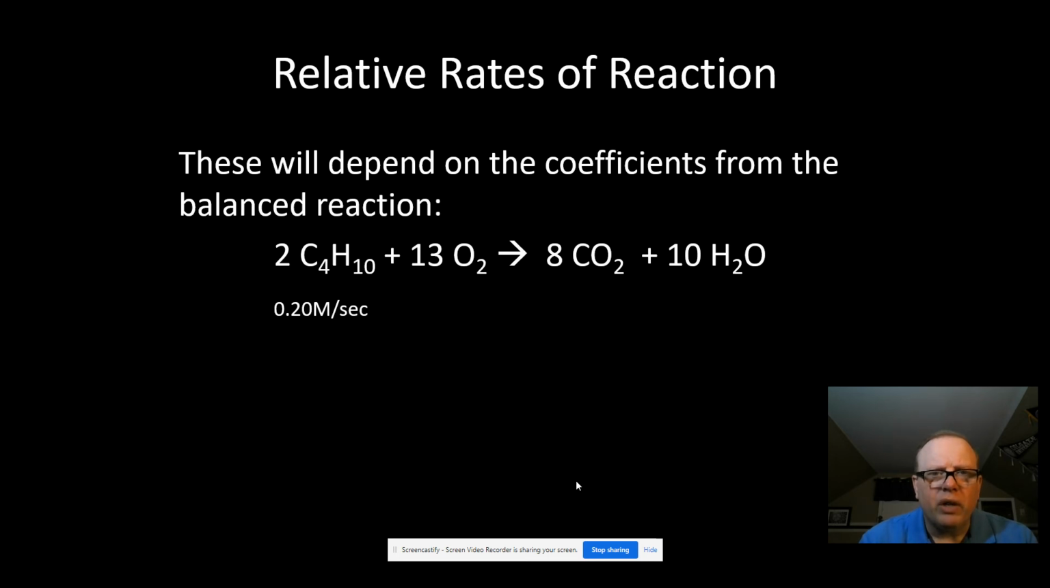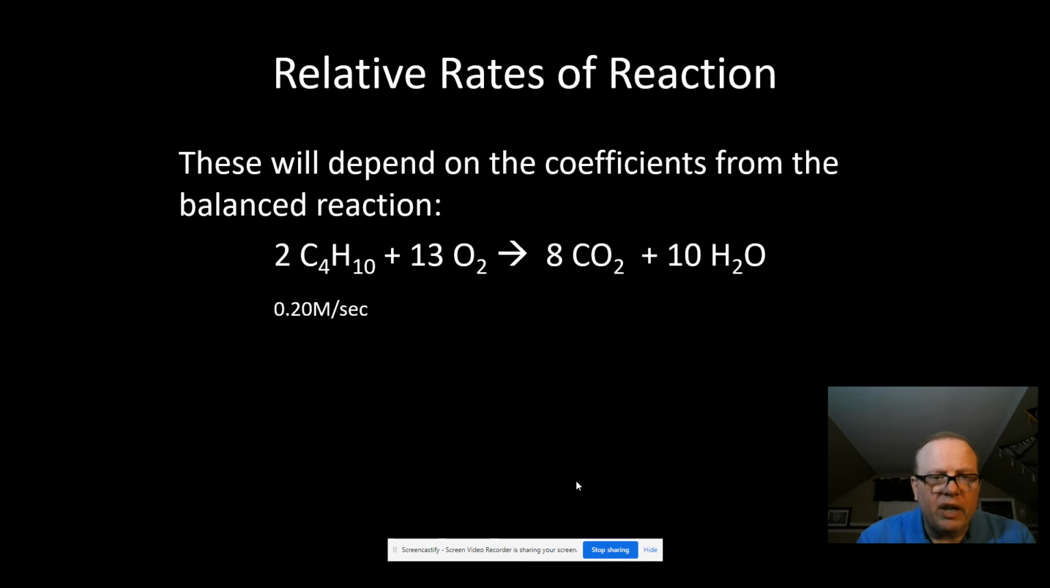Now, here we have relative rates of reaction, and this is going to depend on the coefficients from the balanced reaction, and this is today's idea. So if we look at this reaction with 2 butane plus 13 oxygen yielding 8 carbon dioxide and 10 water, the ratio between the butane and the oxygen is 2 to 13. So for every 2 moles of butane, you'll need 13 moles of oxygen.